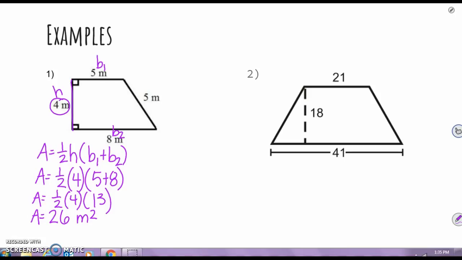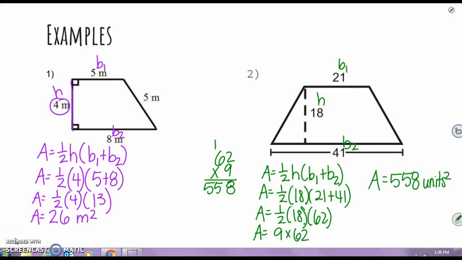Pause the video and calculate the area for trapezoid number 2. As you can see, B1 is 21, our height is 18, and B2 is 41. I begin by adding my bases together. 21 plus 41 is 62. I then solved in order from left to right. 1/2 of 18 is 9. 9 times 62 is 558.